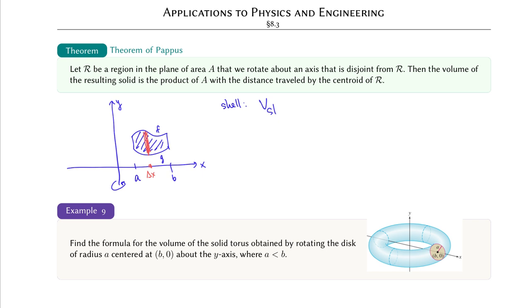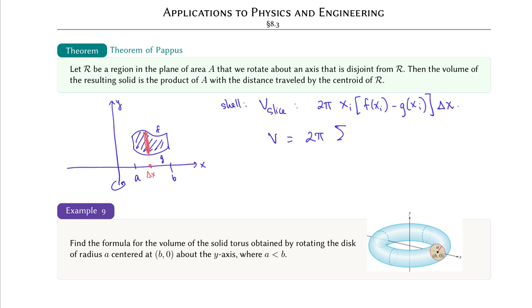The volume of the slice, or a shell, is 2 pi. The radius is the distance from the y-axis to the slice, which is x. The height is the distance from the function g to the function f, and so f of x minus g of x. And the thickness of the shell is delta x. So 2 pi r, that is the circumference, times the height, times the thickness. That's the volume using the shell method.